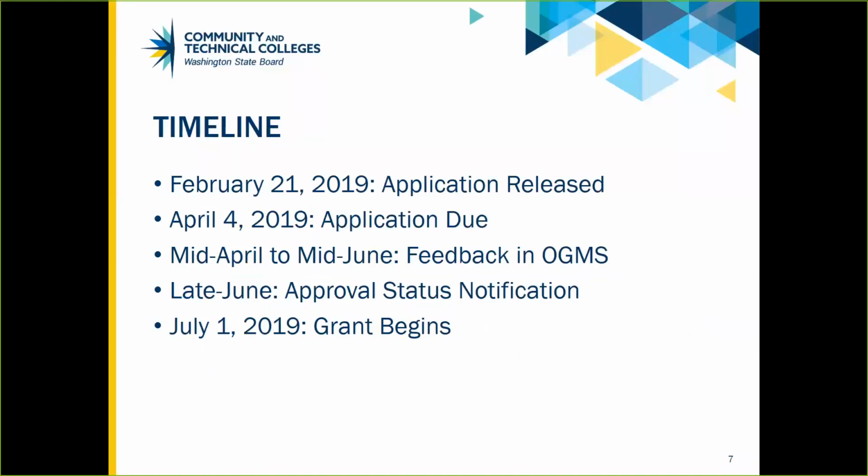Between April 4th and mid-June, we'll be reading every page of all 30-plus applications and providing feedback via OGMS. We anticipate that all applicants will be notified of their approval status by late June, and the grant cycle, of course, begins on July 1st, 2019.